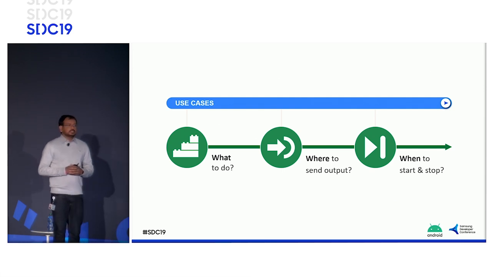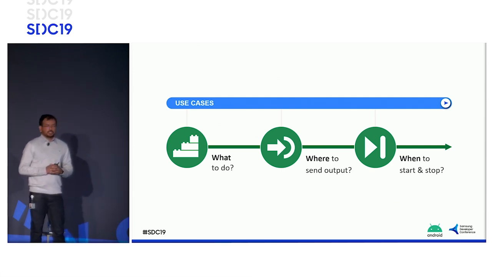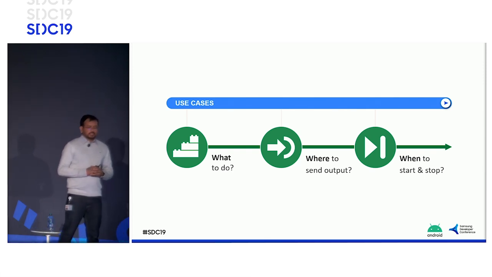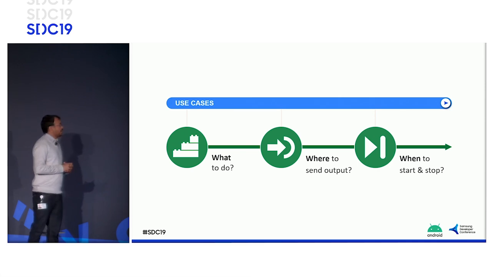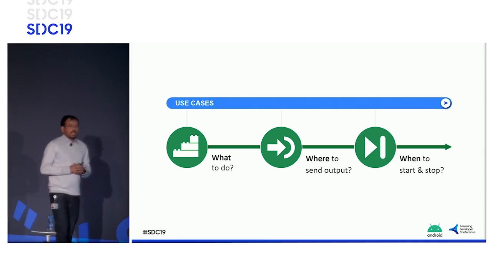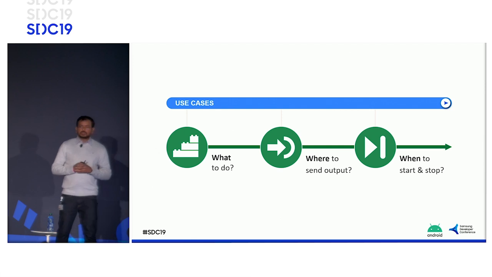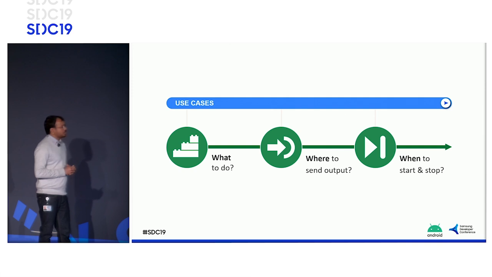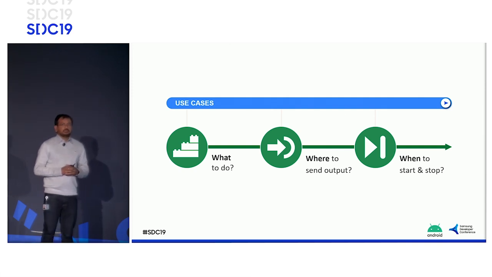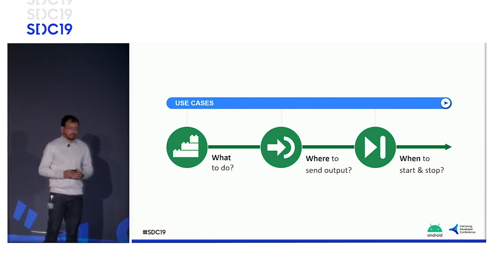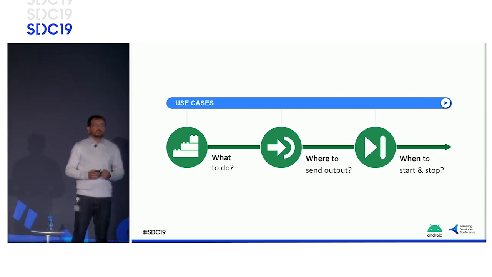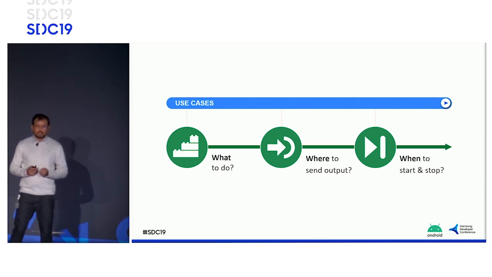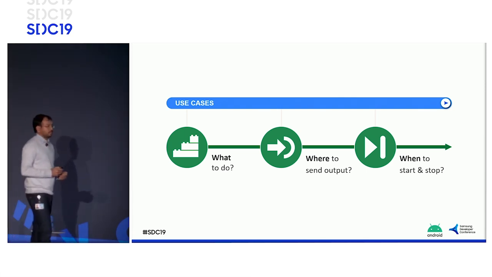CameraX is intelligently designed based on the use case approach. The design model makes CameraX really simple, abstracts the complexity associated with developing camera applications, and covers most of the use cases that are needed by the majority of developers. You simply ask, what do you want to do with your camera? Where do you want to send the output? And when to start and stop.